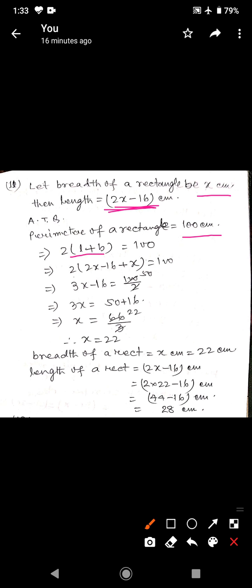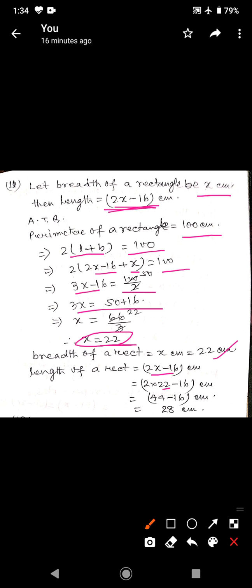According to the question, perimeter of a rectangle equal to 100 centimeter, and you know that perimeter of a rectangle equal to 2(L plus B) equal to 100. It can be written as 2(L equal to 2x minus 16 and breadth equal to x). So 2x minus 16 plus x equal to 100. Now divide both sides by 2. You will get 3x minus 16 equal to 100 by 2, 100 by 2, that is 50.